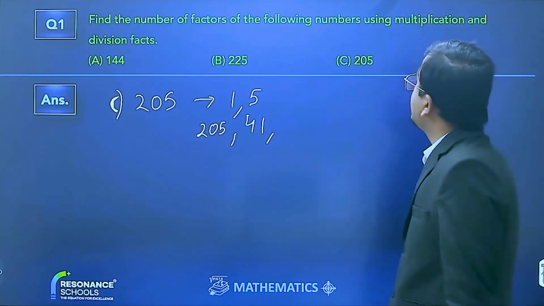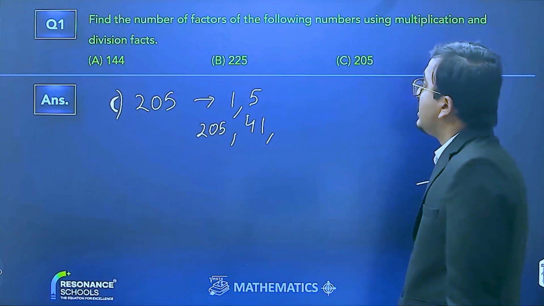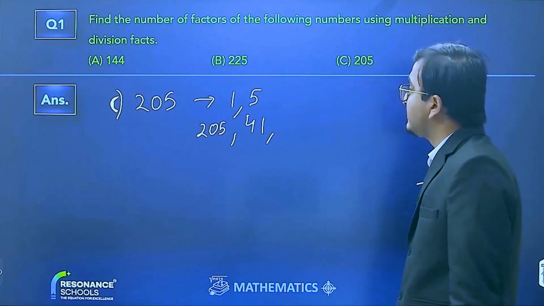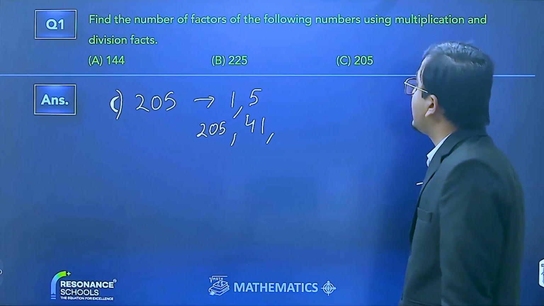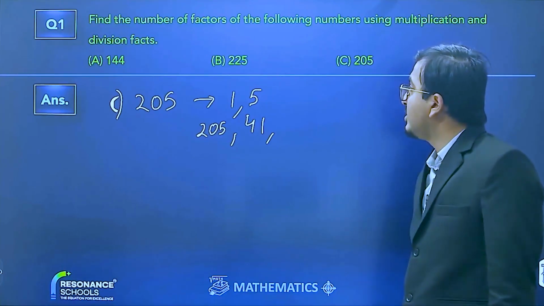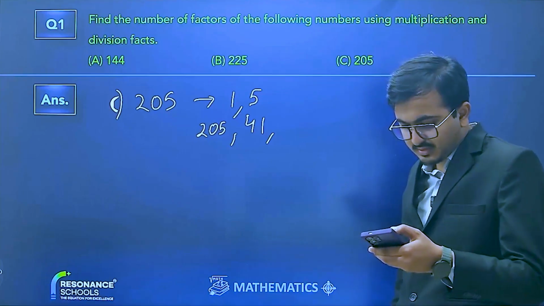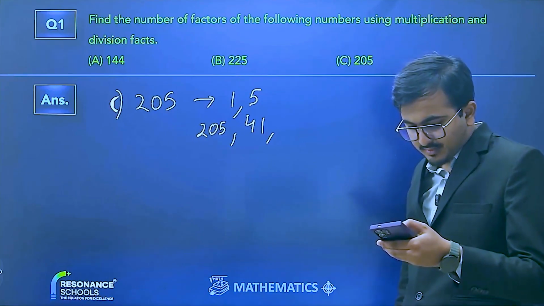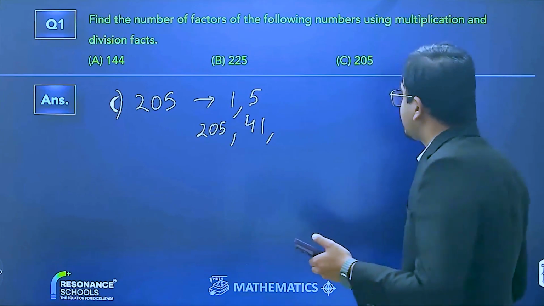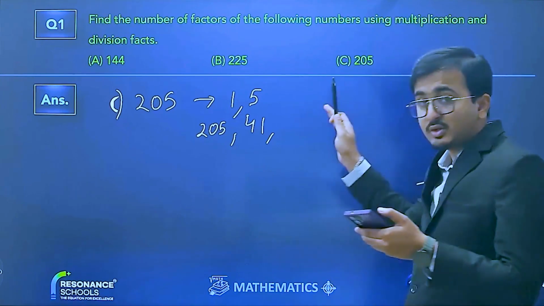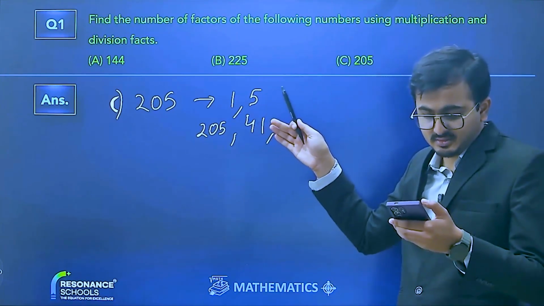So find the numbers which are multiplication and division facts. Find all the factors. 144, I think everyone knows. Correct? Yes. No doubt here. Then can I move to the next slide?